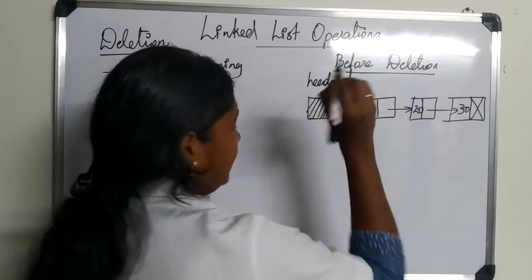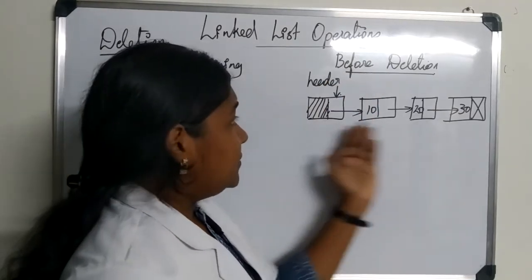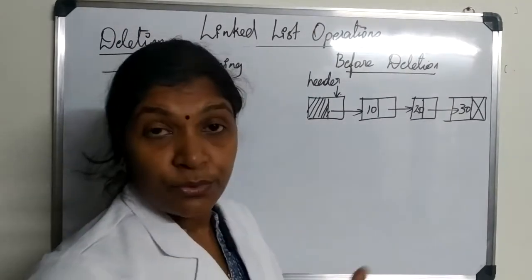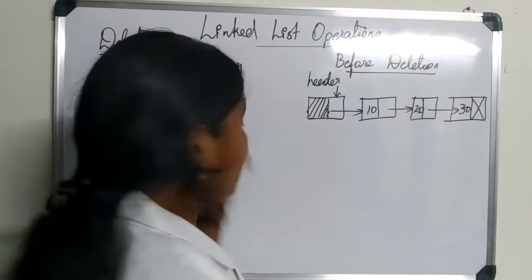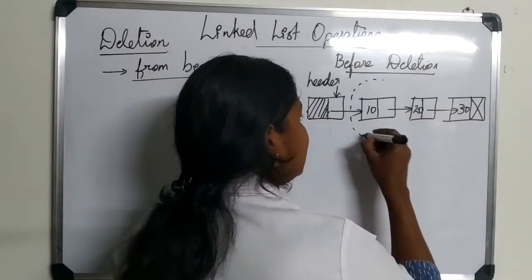So, this diagram is now familiar to you, right? This is our linked list. And what are we going to do? We are going to delete a node from the beginning, right? So, this is the node to be deleted.